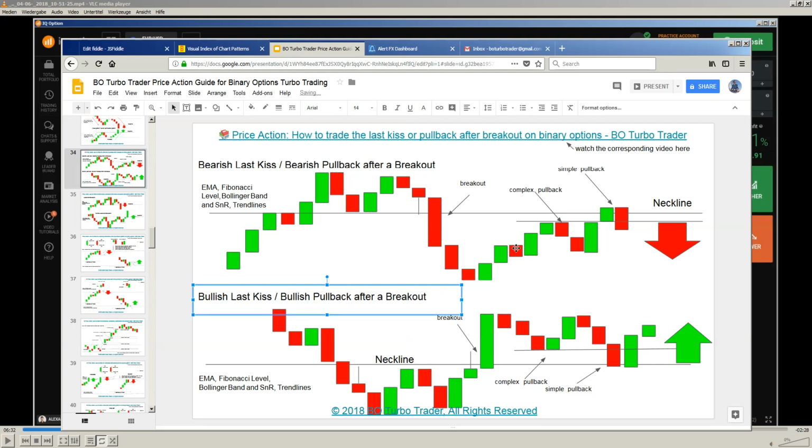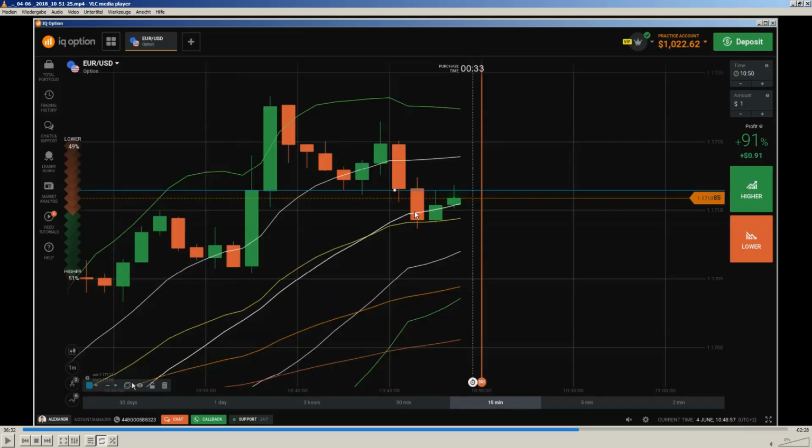And now we get the pullback to the neckline. Here we have 1, 2, 3, 4, 5, 6 candles. In this situation here, we have only 2. Yes, you see 1, 2 candles, and we are already at the neckline.